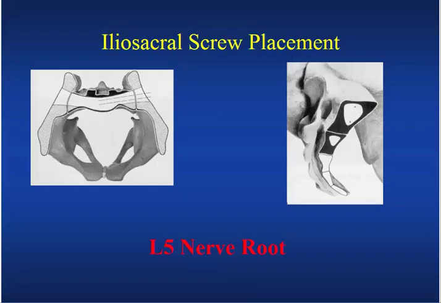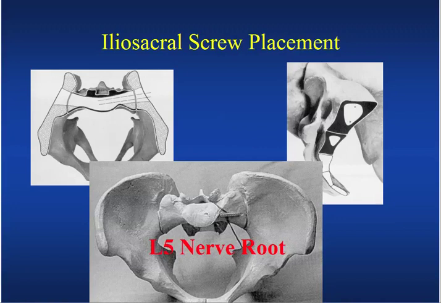This is the safe zone for placement of an iliosacral screw into the S1 vertebral body. You want to visualize that on your lateral fluoroscopic image of the sacrum, and then this is the correct orientation. And then I think this slide shows the inappropriate placement of a screw which penetrates through the anterior aspect of the sacral ala and could potentially damage the L5 nerve root.